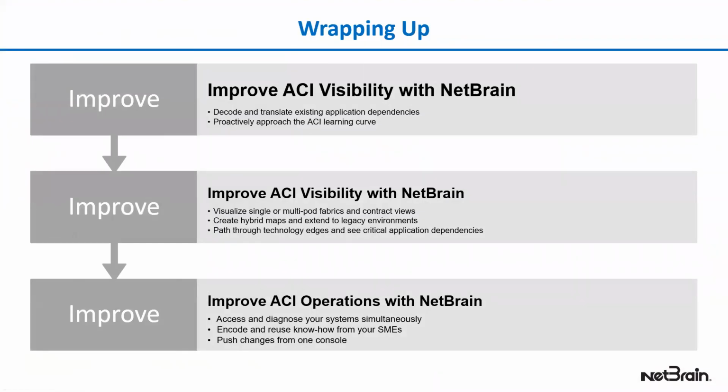So wrapping up, NetBrain is going to help you improve ACI migration. It's going to help you decode and translate existing application dependencies, and it's going to help you proactively approach the ACI learning curve. It helps you improve visibility with NetBrain, helping you visualize single or multi-pod fabrics and contract views. It helps you create hybrid maps and extends to legacy environments, and you can path through technology edges and see critical application dependencies. Finally, you can improve ACI operations with NetBrain, allowing you to access and diagnose your systems simultaneously, encoding and reusing know-how from your subject matter experts, and you can push changes from one console.